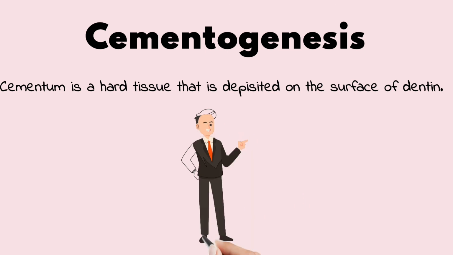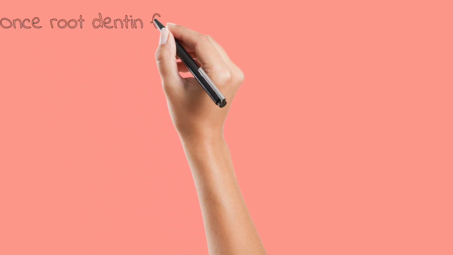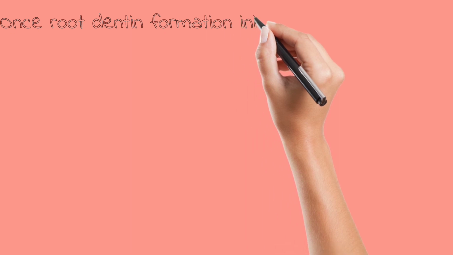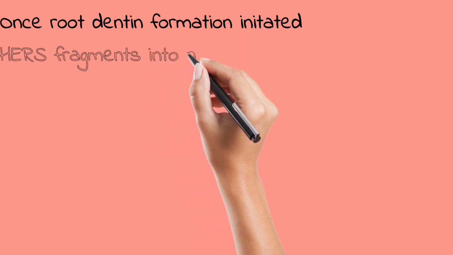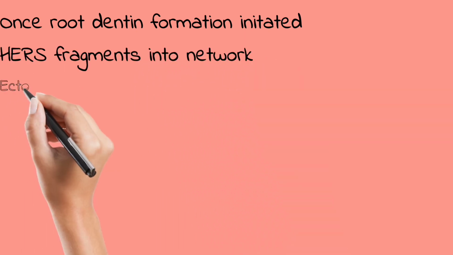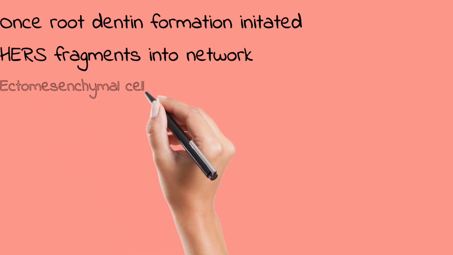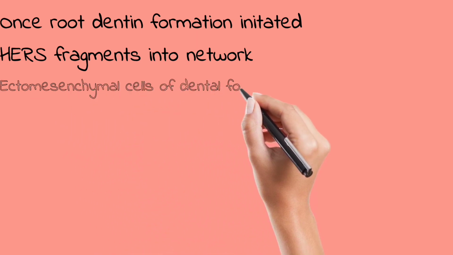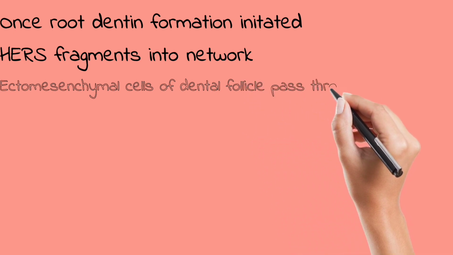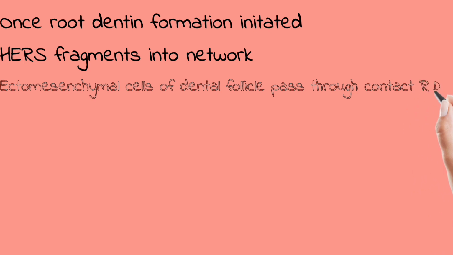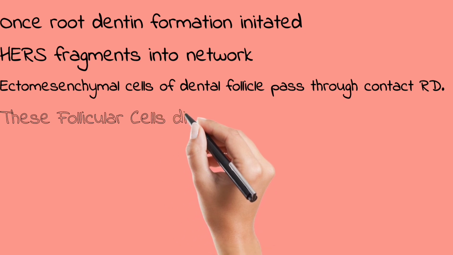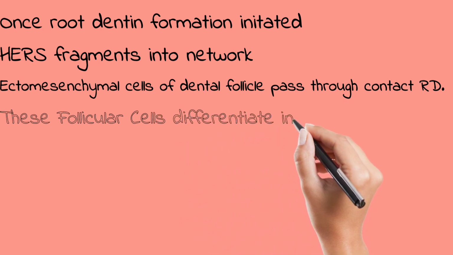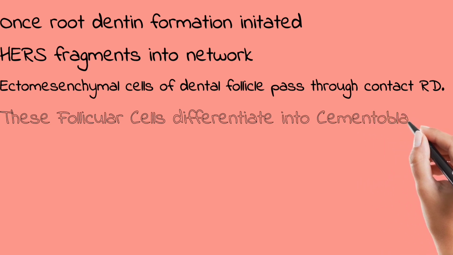Next, the Hertwig epithelial root sheath gets fragmented into a network. So the first step is, once the root dentin formation has been initiated, the Hertwig epithelial root sheath gets fragmented into networks. The next step is that the ectomesenchymal cells of the dental follicle pass through and contact the root dentin. The next step is that these follicular cells differentiate into cementoblasts, and these cementoblasts produce the organic matrix of the cementum.